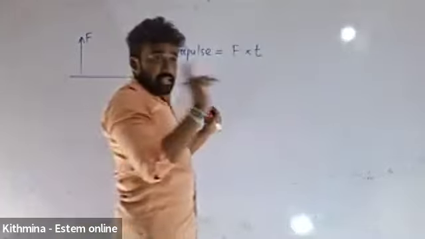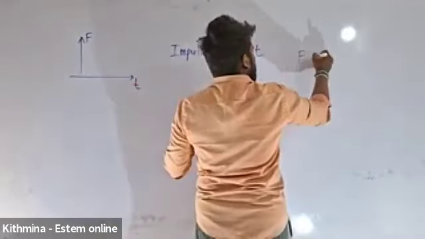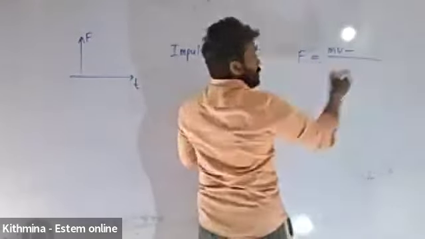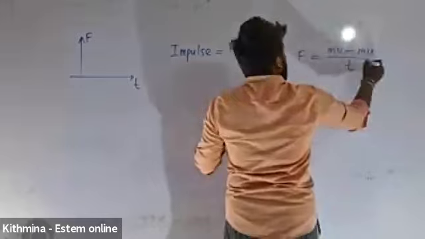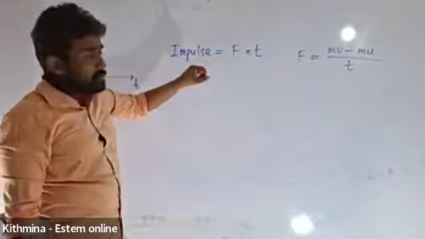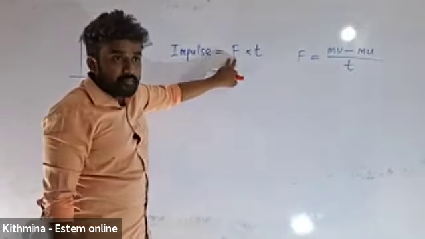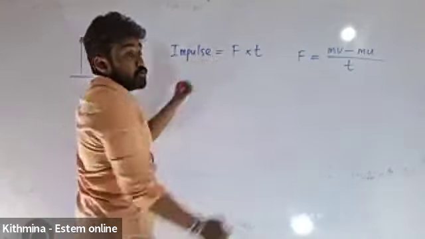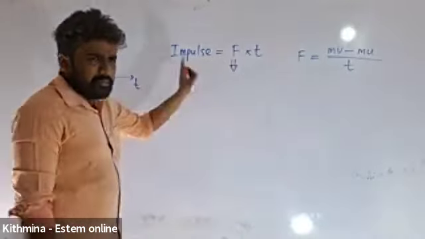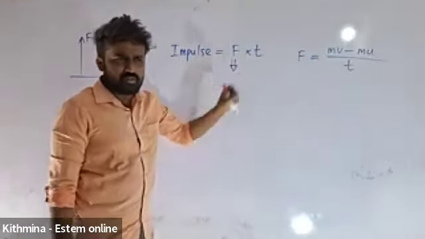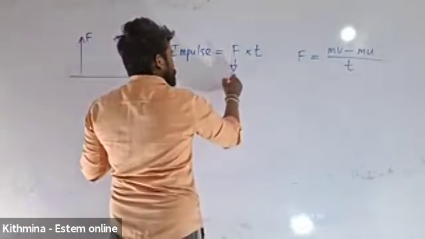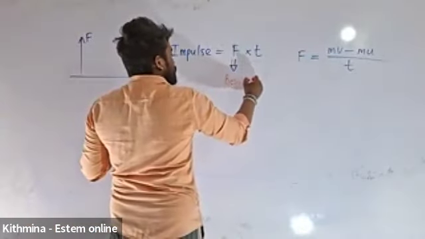according to Newton's second law's definition, we know F equals final momentum minus initial momentum over time. This is a separate definition. Impulse is force into time. Force into time means this force should be what? What is this force? Always this force should be the resultant force.